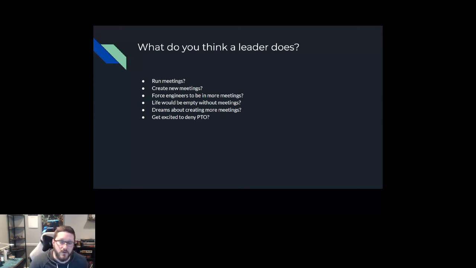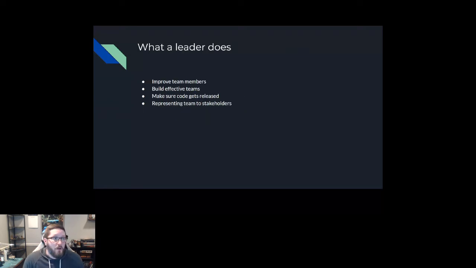So let's actually jump in and talk about some of the responsibilities that being a leader involves. These are the four core components of an individual team leader, in my opinion. And these are prioritized by importance. My number one thing as a team lead is to improve team members. I succeed when you succeed.